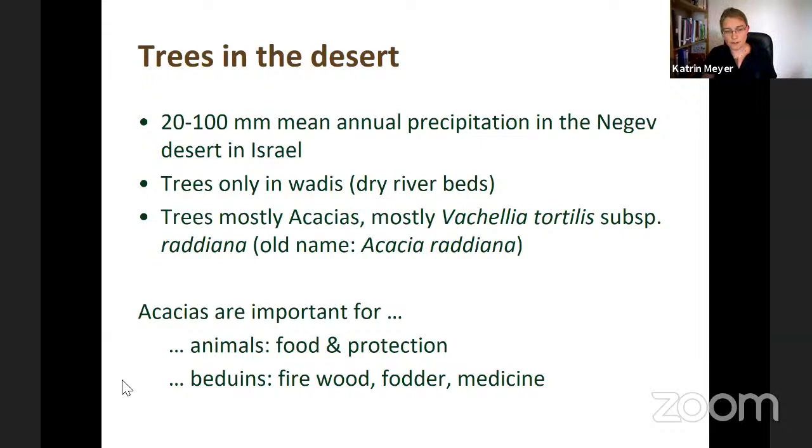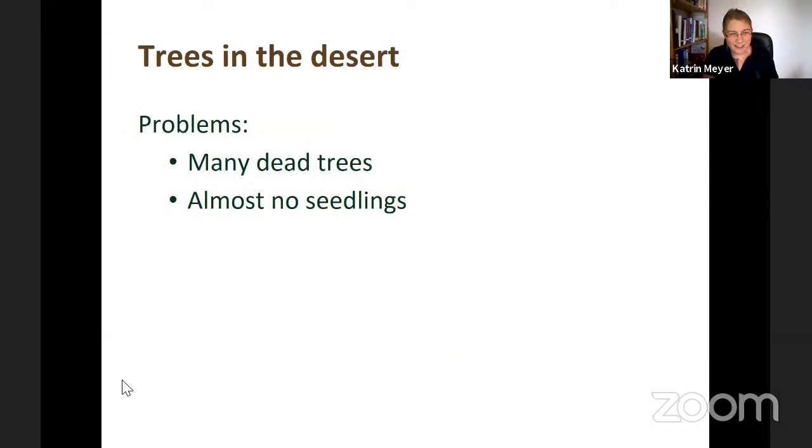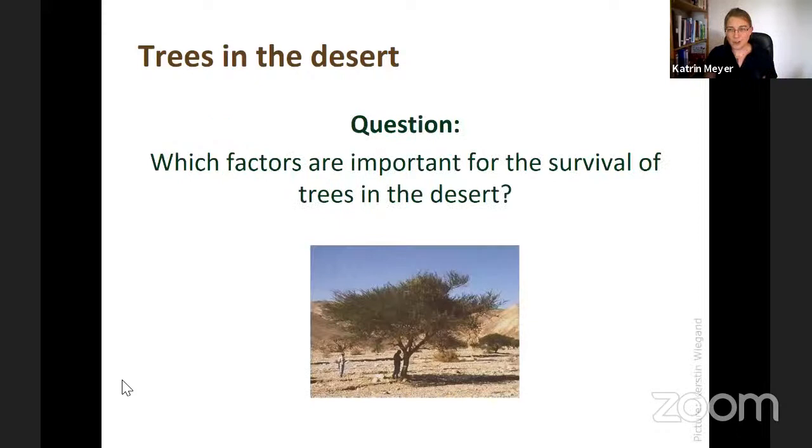So they are really important. But they do face some problems. There were many dead trees and almost no seedlings. And they didn't really know what the mechanism was, what's happening there. And this is where the virtual forest or the virtual approach started. So the question was, which factors are important for the survival of the trees in the desert? Because this was just the riddle that they needed solving.